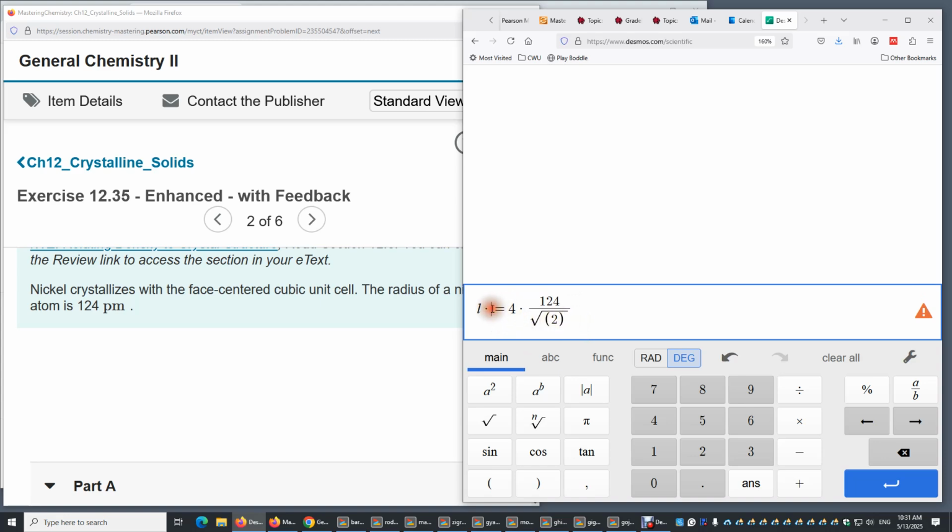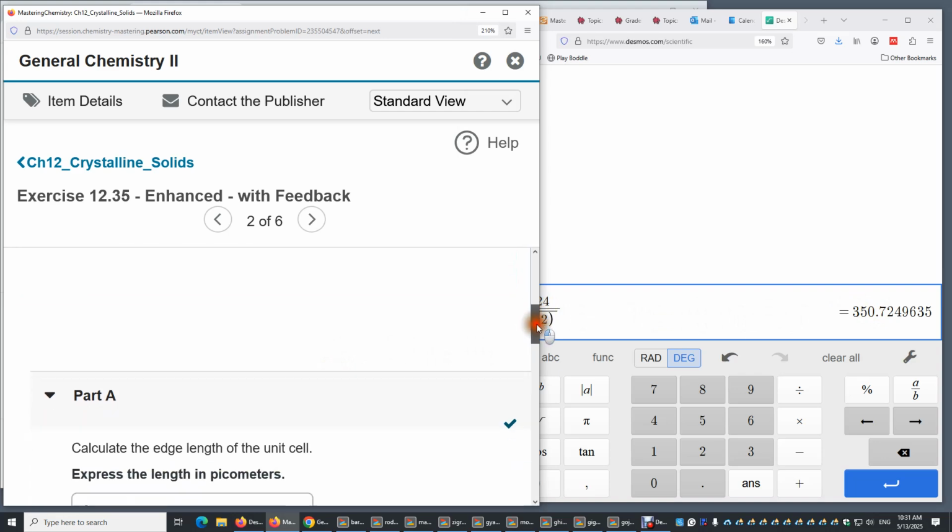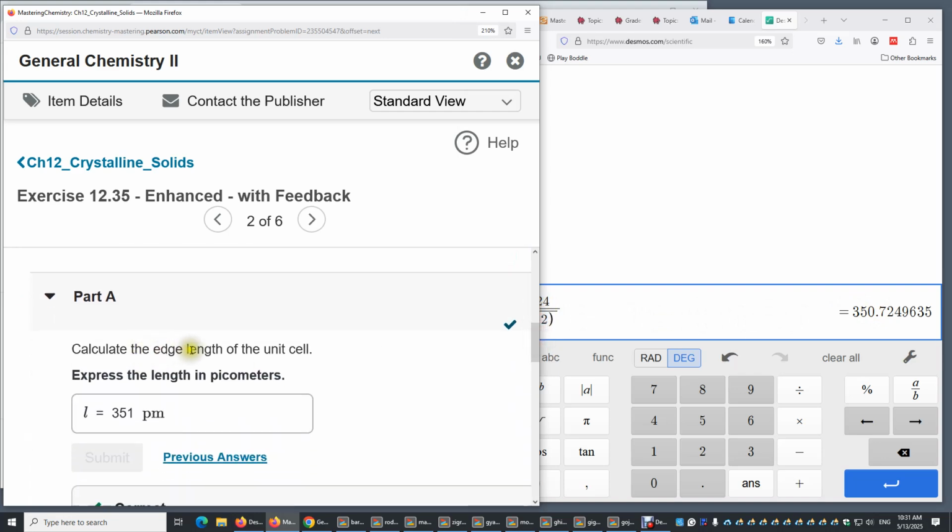And we'll get the edge length, 351 picometers. That's the answer to part A. The edge length of the unit cell is 351 picometers.